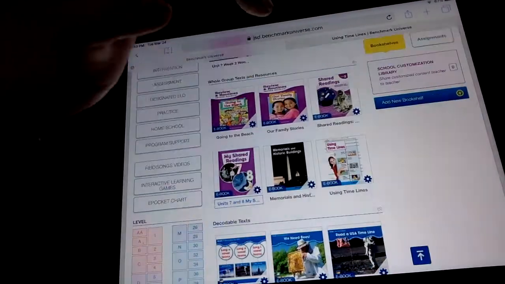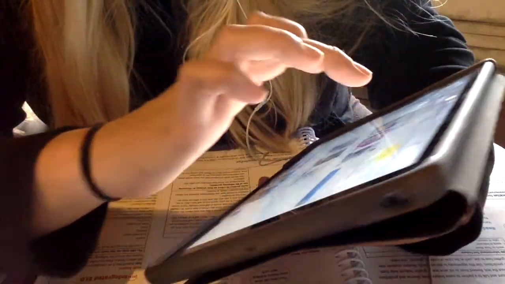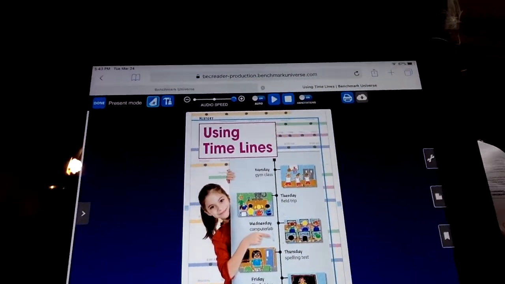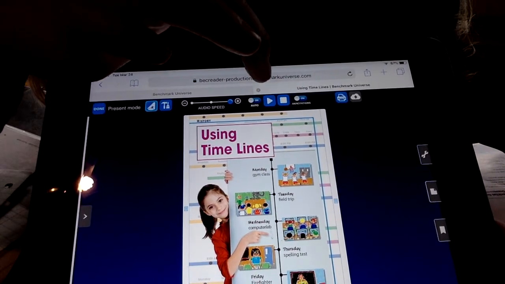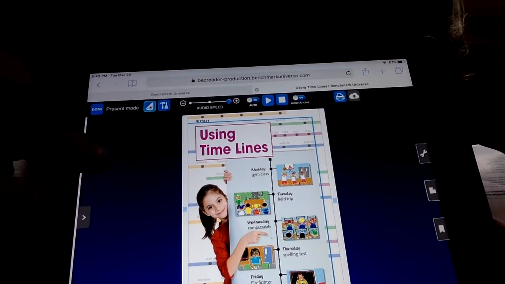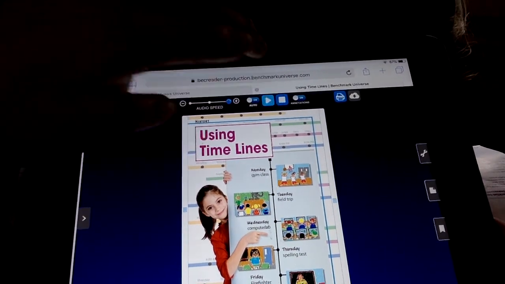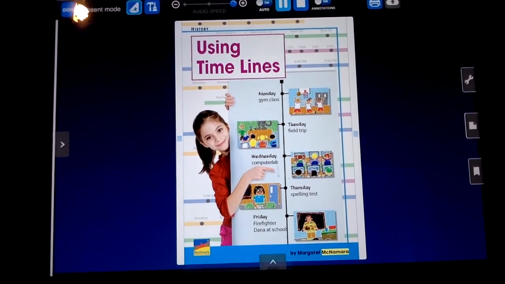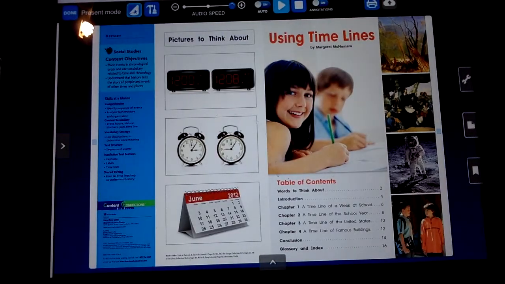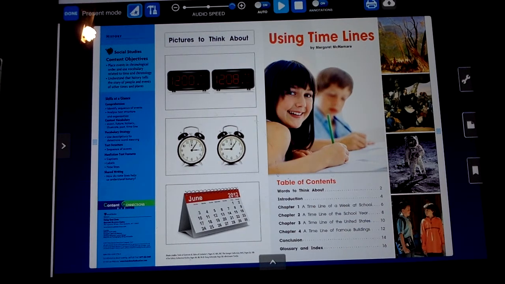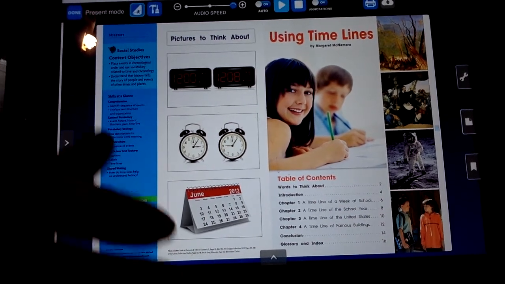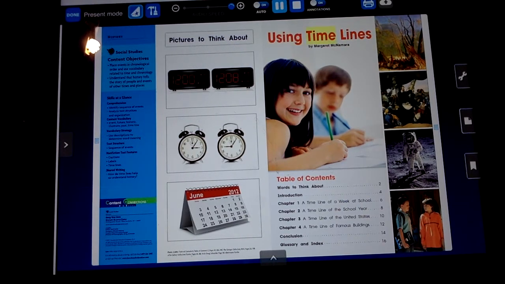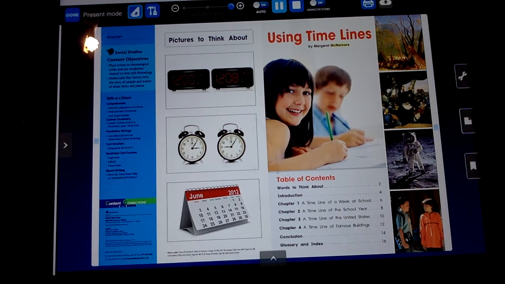History, Using Timelines by Margaret McNamara. Okay, let's try that again. History, Using Timelines by Margaret McNamara.